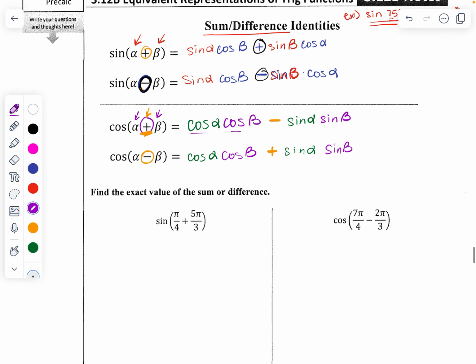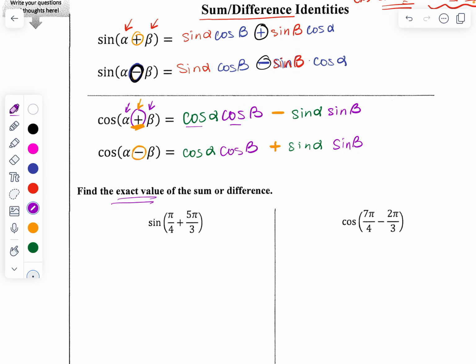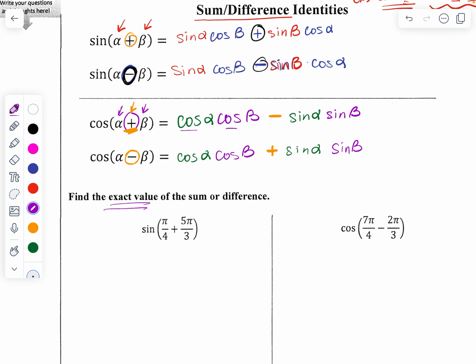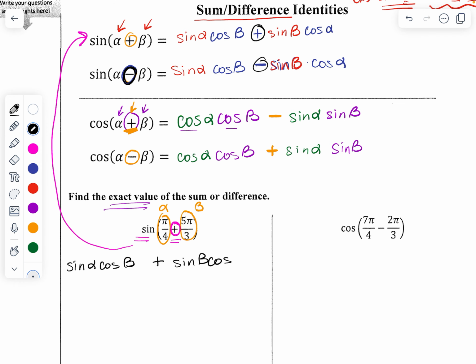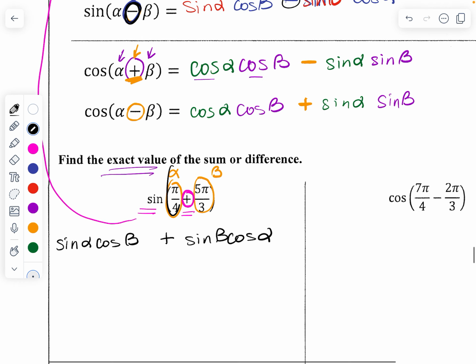So let's use these in practice and find the exact, remember exact means no calculator, of the sum or the difference of this. So this here is my alpha, my first angle. This here is beta, and I'm going to notice what's happening in here. I know this is a sum. So since this is a sine sum, I'm going to be using this one right here. So I'm going to pre-write it out. I know sine of the first times cosine of the second plus sine of the second times cosine of the first. And now I'm going to plug in alpha, which is pi over 4.